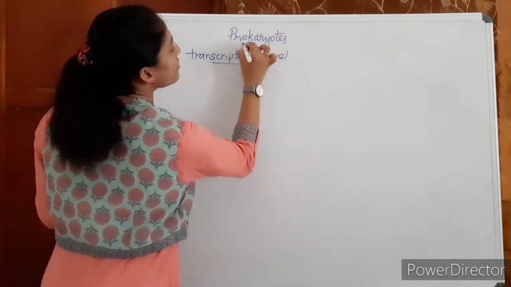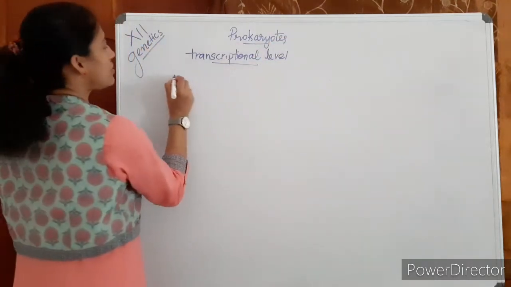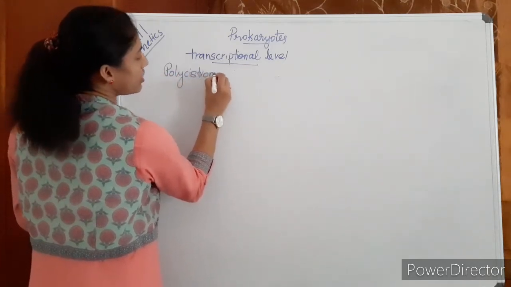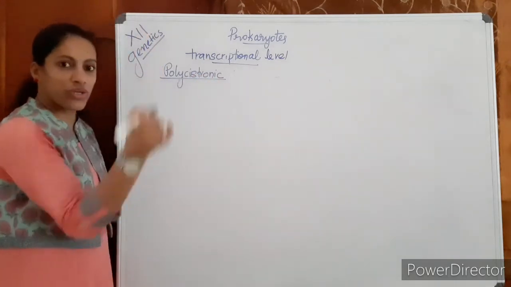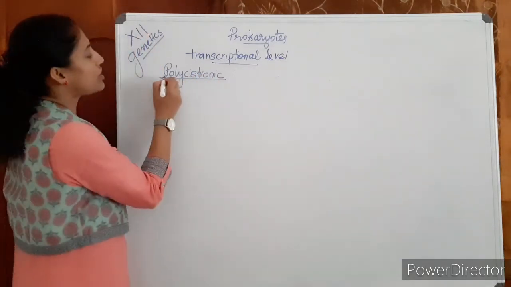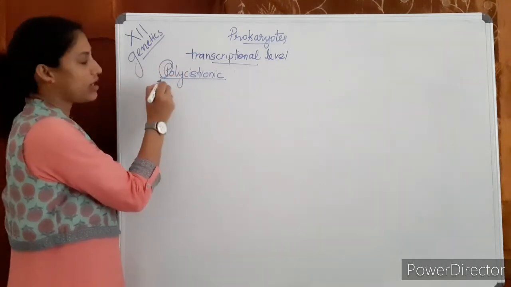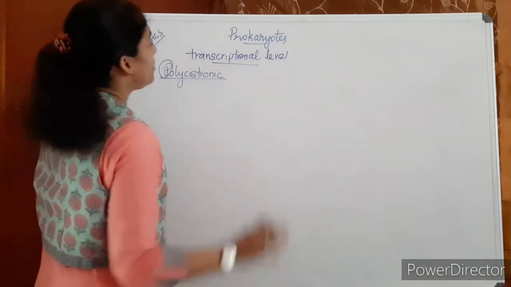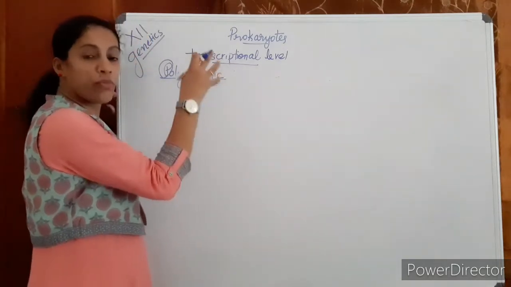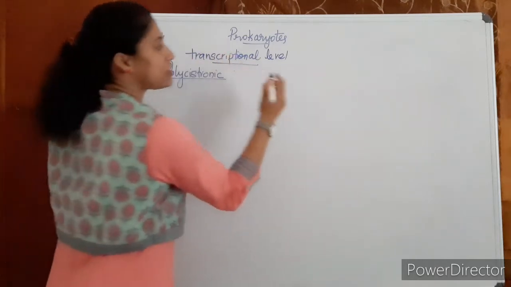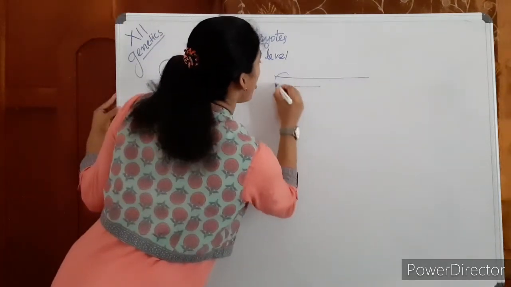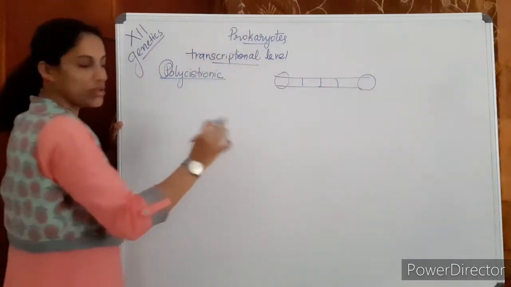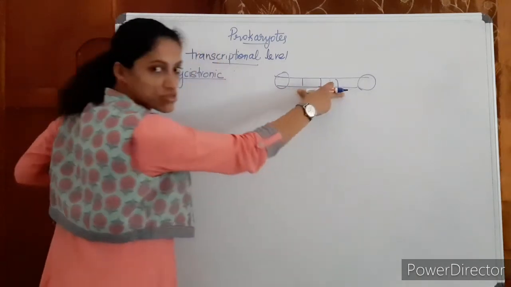You have studied that in prokaryotes, the structural genes are polycistronic. Prokaryotes polycistronic, eukaryotes monocistronic. In order to remember that, remember PP: Prokaryotes Polycistronic. So in prokaryotes, the structural genes are polycistronic. That means, what was your concept? There is a common promoter and terminator for many cistrons.